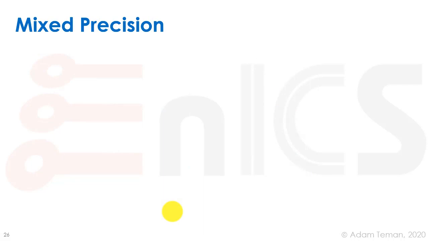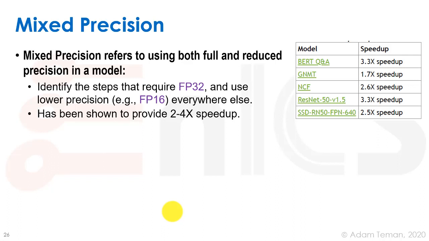So that's why we have this motivation to reduce our precision, and also as a side benefit, with reduced precision and cheaper calculation and cheaper hardware, we also need less storage, so we need to do fewer off-chip memory accesses. One of the ways that is very commonly found today is mixed precision. Mixed precision refers to using both full and reduced precision in a model. So we're going to identify the steps that require FP32, normal precision, and use lower precision such as FP16 everywhere else. And this has been shown to provide a 2 to 4x speedup.